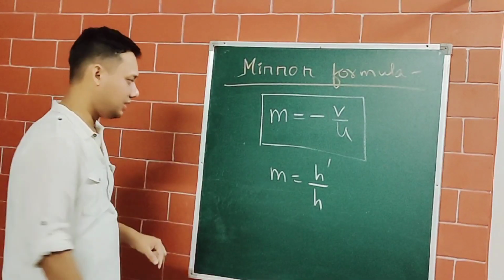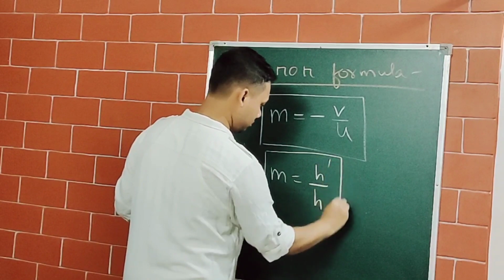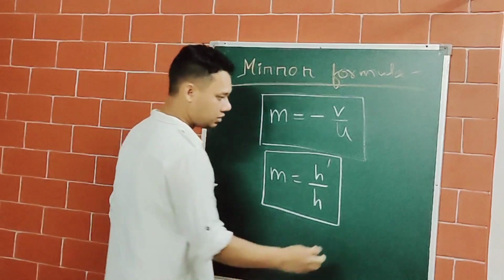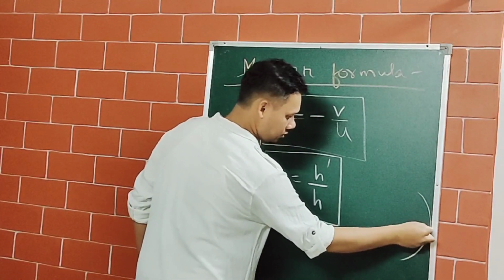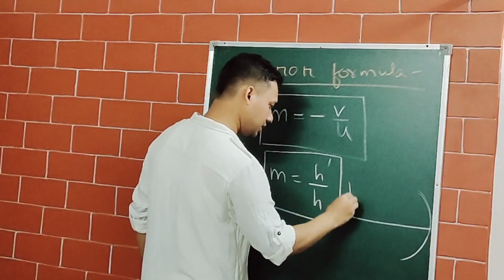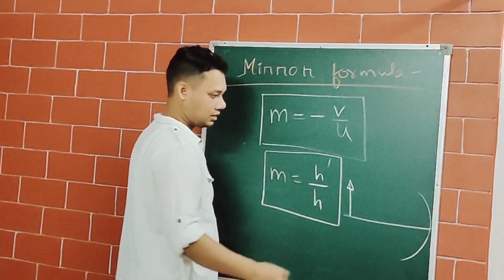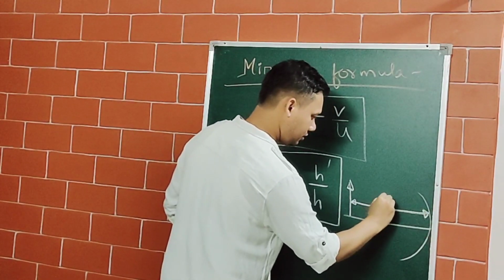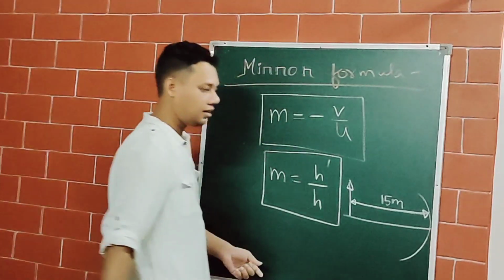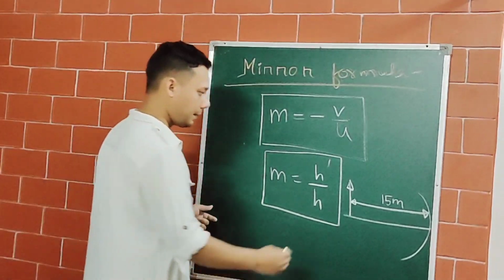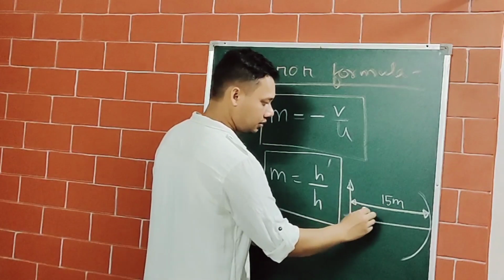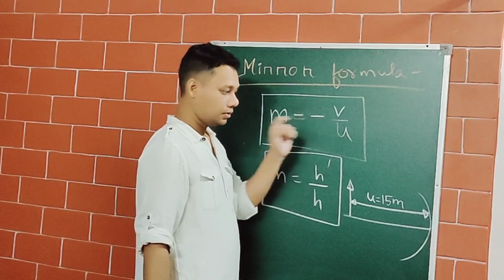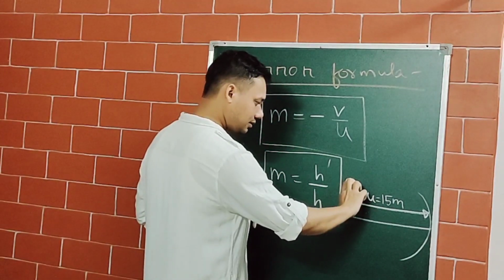Here I will make you something very clear. Suppose this is the mirror and this is the object. The object is kept 15 meter in front of the mirror. So this is the value of u. This is u, and this is the size of the object.